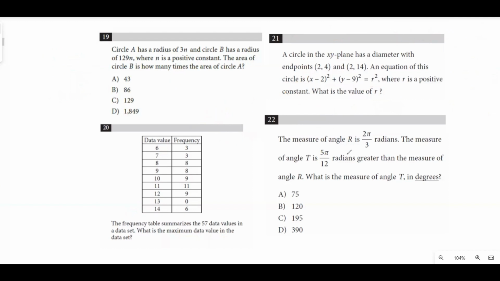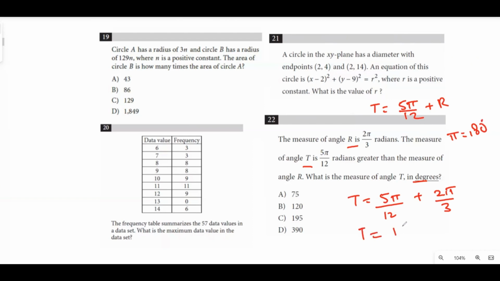Now coming up on question number 22, angle R is given, angle T is given. They are saying that the measure of angle T is 5 pi by 12 greater than the angle R. That means plus angle R. Angle R is how much? T is 5 pi by 12 plus 2 pi by 3. Now, we know that they're given in radian and pi is equal to 180 degree because finally they want the answer in degree. If you use the calculator and solve this out, it will come out to be 195 degree, which is option number C.